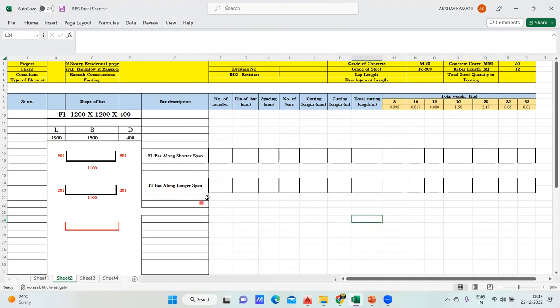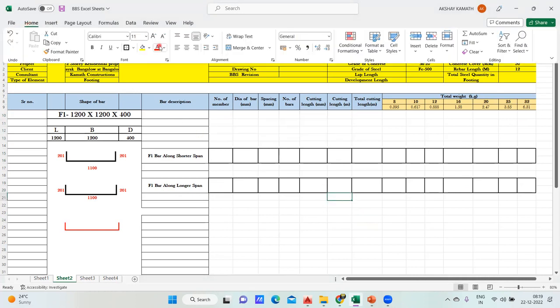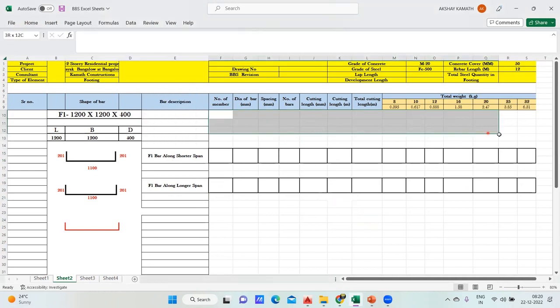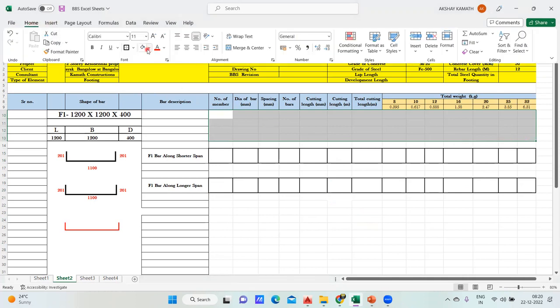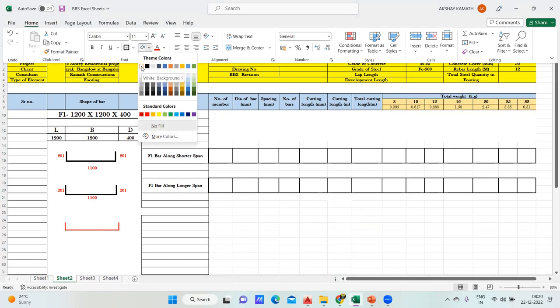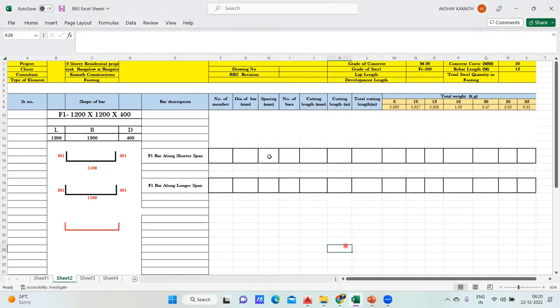Okay. So again, another thing: see here again, I don't require anything. I'll select this, or I can do one more thing. Come here, take this, white color. What you can do is select this up to here, and then you can fill that color. Yeah, you can fill this in white color, and that also will be gone. Okay. Now it will look good. Even this part also, if you want, you can do, else let it be, not an issue. Okay. Done. Now we'll try to find F1 bar along shorter span.